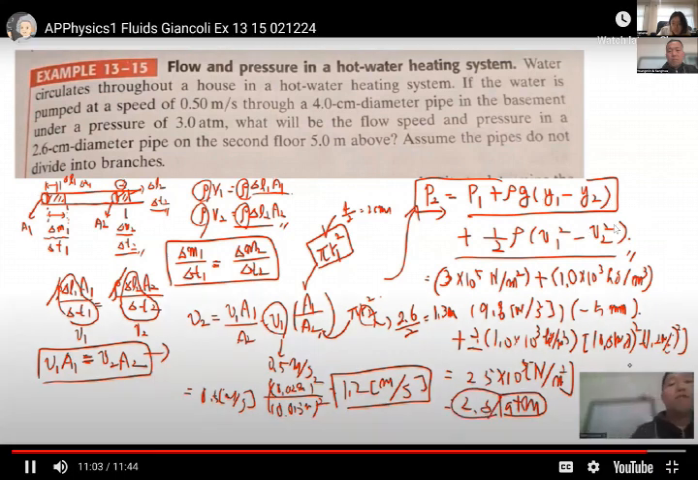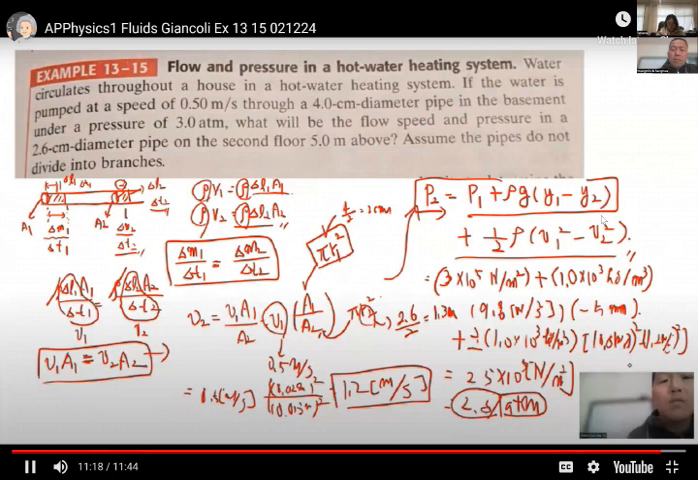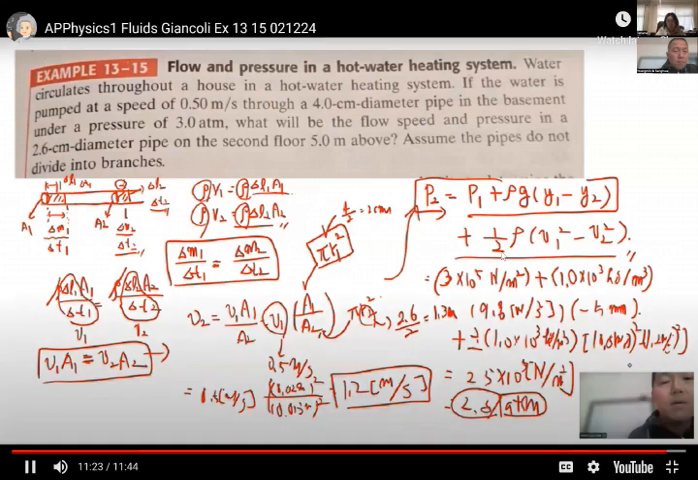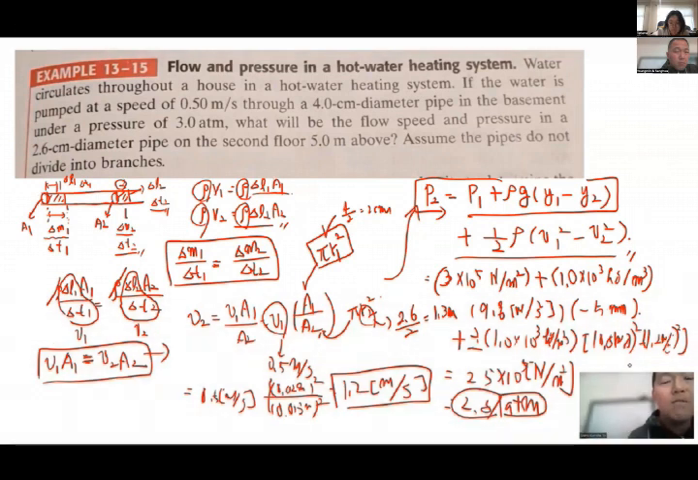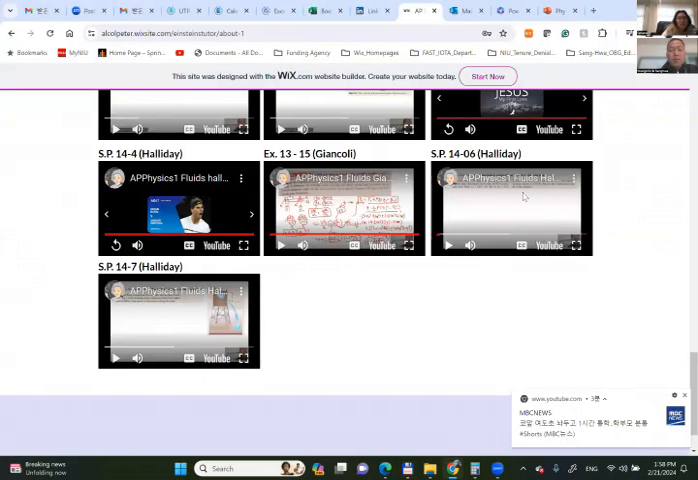So if you flow hot water into the 4 centimeter diameter pipe at 0.5 meter per second at the basement, and you measure the pressure, the initial pressure at that basement is 3 ATM. But when you take that water out of the 2.6 centimeter diameter pipe on the second floor, 5 meter above the reference spot, then that pressure is cut down to 2.5 ATM from 3 ATM. Okay, you got it? Does it make sense, right?